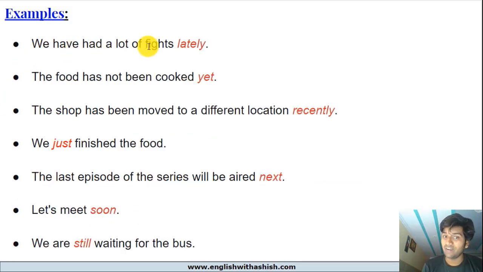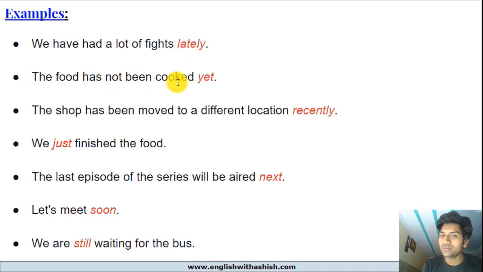We have had a lot of fights lately, or lately we've had a lot of fights. We have experienced a lot of fights when? Lately means recently, close to the present. In recent days we've had a lot of fights.